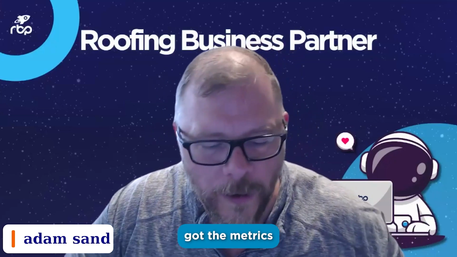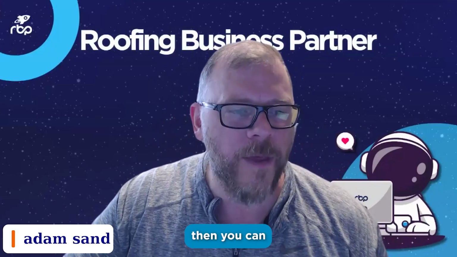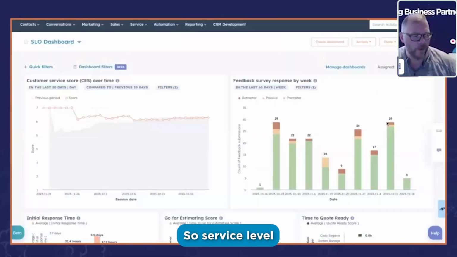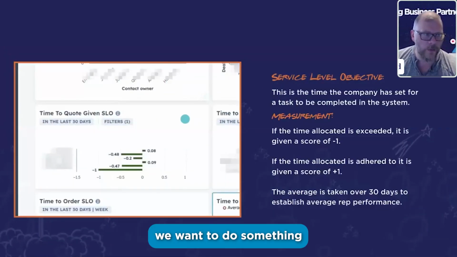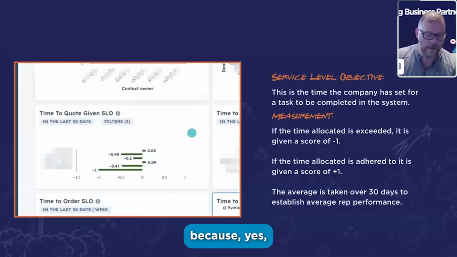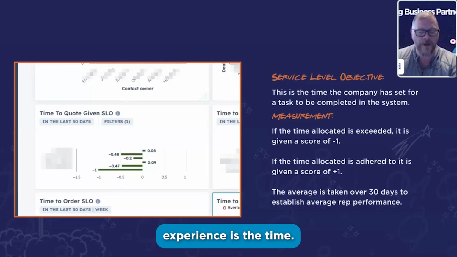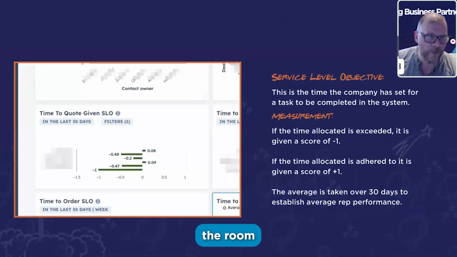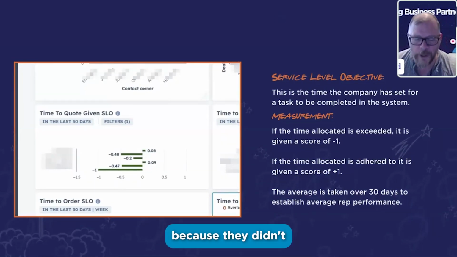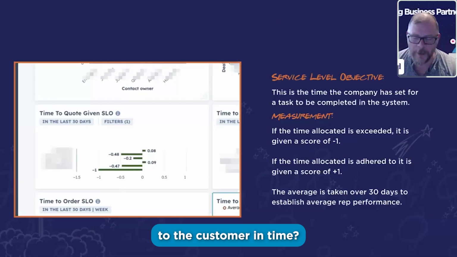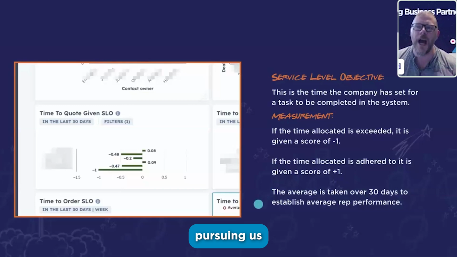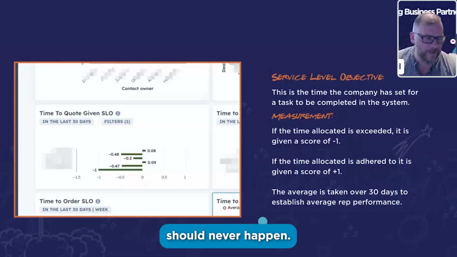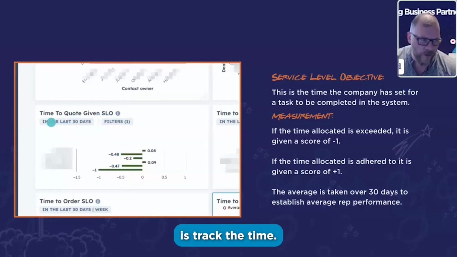So once you've got the metrics to track this, then you can measure it and improve it. So service level objectives are essentially saying, okay, we want to do something in a certain amount of time, because yes, part of the customer experience is the time. Who here in the room has ever had a sales rep lose a deal because they didn't get the quote to the customer in time? But customers will say, hey, I never got my quote. And that should almost never be the thing. The customer should not be pursuing us to pursue them for the business. Should never happen. So what they want to do is track the time.